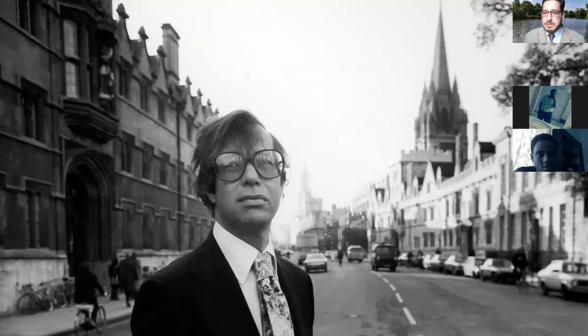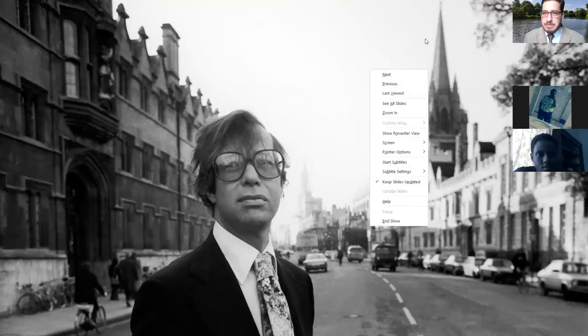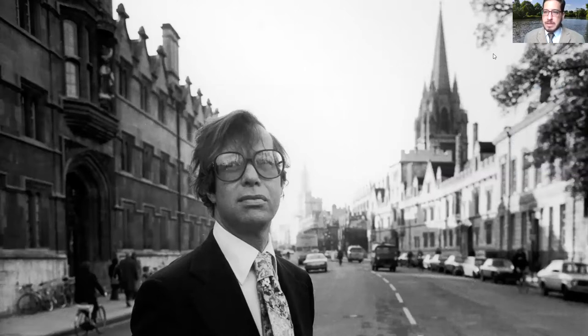For sure you have heard something about Ronald Dworkin. Do you know where this photo was taken? Well, it is in Oxford. Here you can see one of the famous buildings, one of the colleges of the University of Oxford.